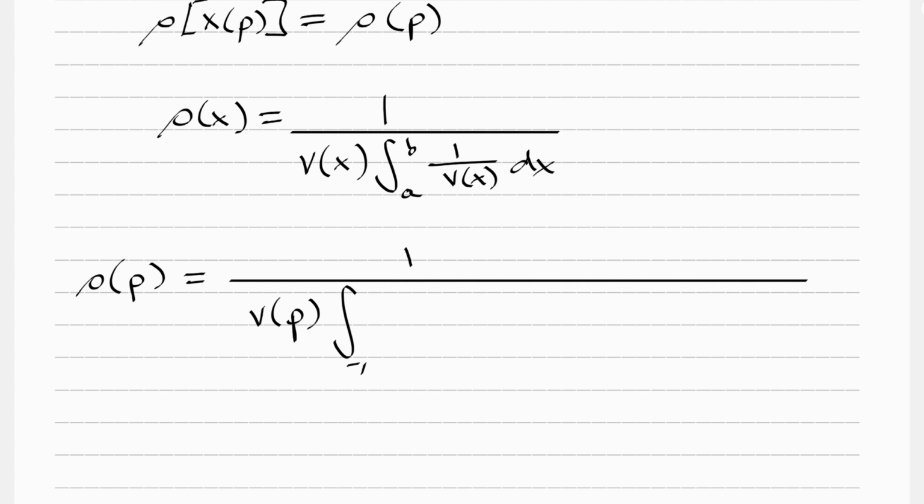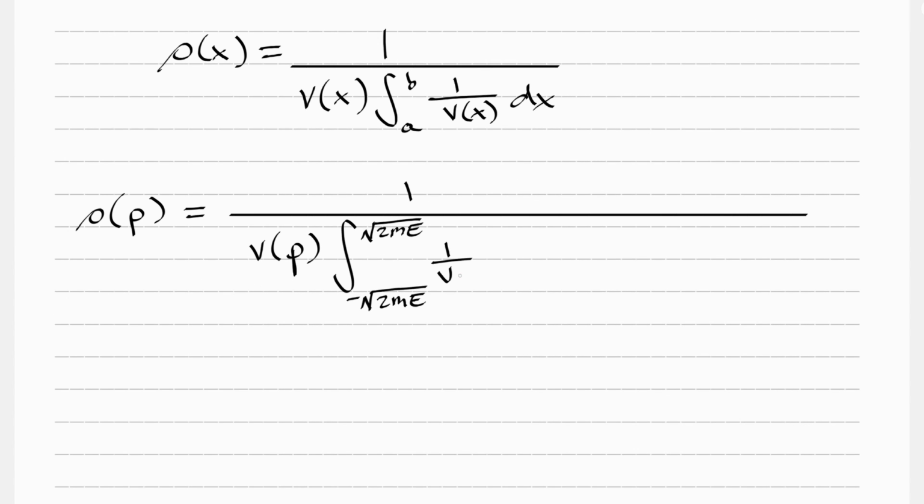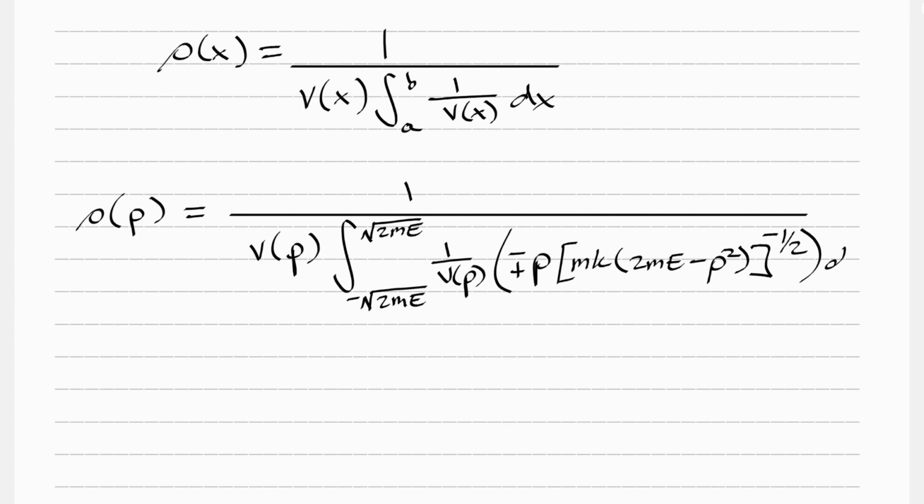Our integral is going to go from the momentum at A to the momentum at B. And it told us in the problem that that was from minus square root 2me to square root 2me. That was just given to us in the problem statement. You can review that. And then times 1 over v of p, and then dx/dp times dp. What's dx/dp? That's minus plus p, and then we had the mk and 2me minus p squared, all to the minus 1/2 power, and then dp.